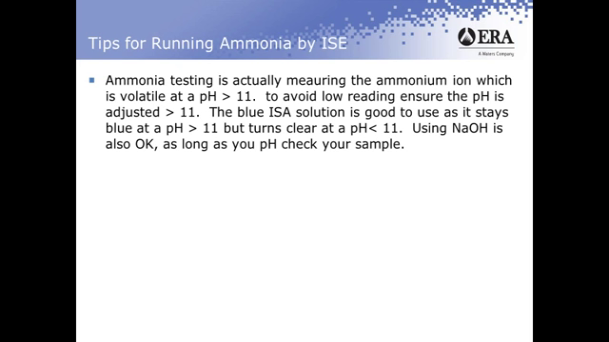A lot of manufacturers, Orion being one, supply what they call an ionic strength adjuster, or an ISA solution. Most of you will see that as a blue solution. That blue solution contains what's called methylene blue, which is designed to stay blue at a pH greater than 11. But if your pH is less than 11, the solution will turn clear. So if you're using that blue solution, as you spike it in, make sure that it's staying blue, because that's a representation of your pH greater than 11.